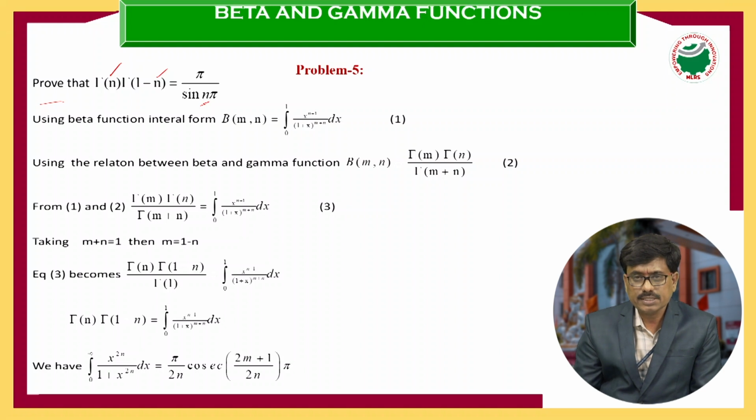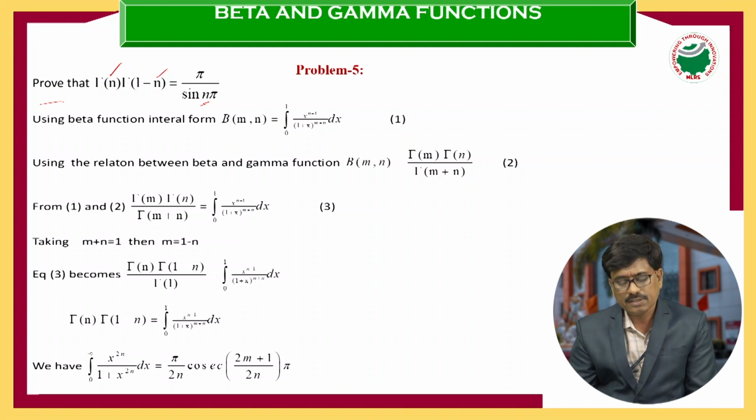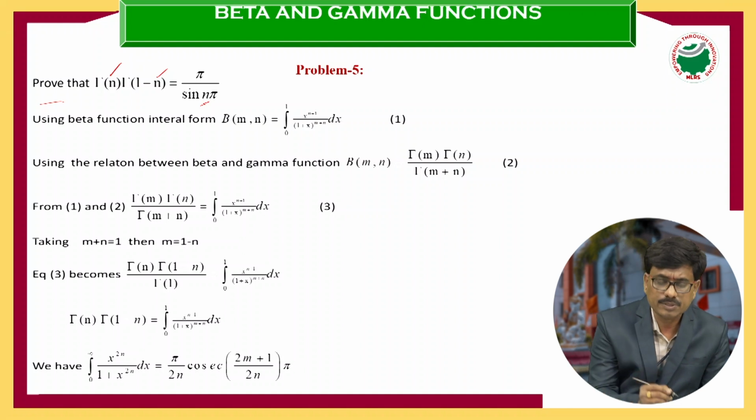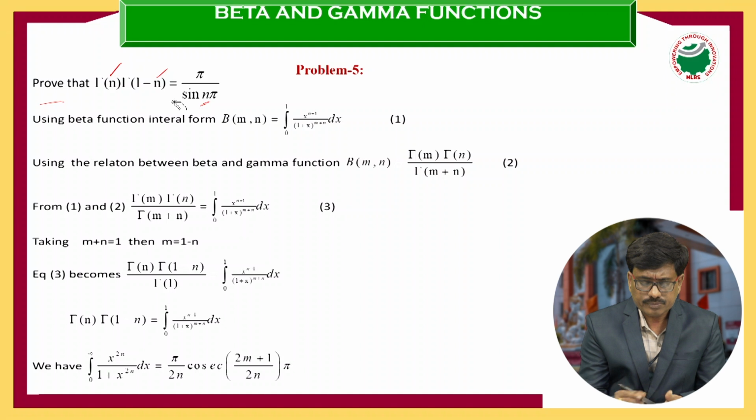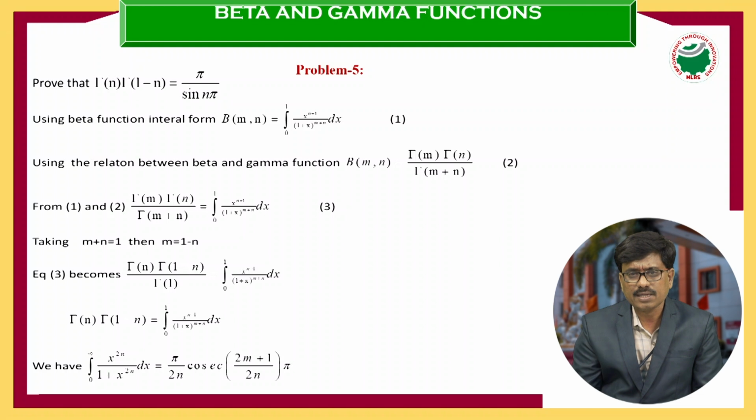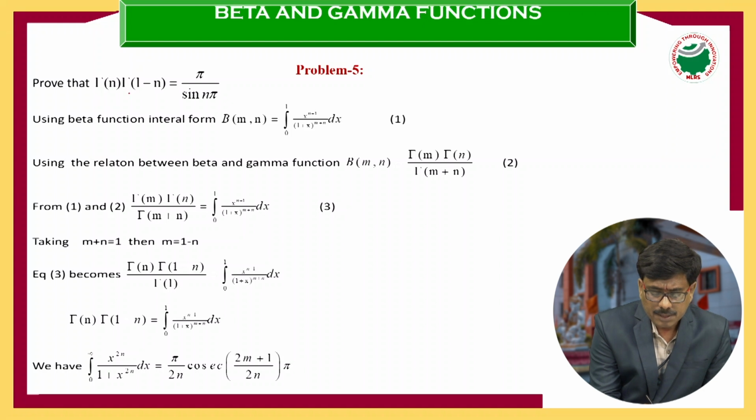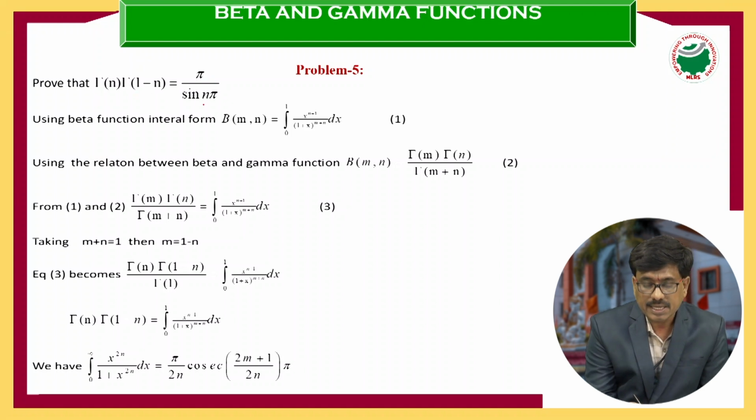We need to prove this result. We must understand the definition of the beta function, which is in the form of an integral function, as well as the relation between beta and gamma. Already we proved that the relation between beta and gamma is gamma m gamma n by gamma of m plus n. Let me go with the proof of this duplication formula. It is not as simple, because this is taken from long calculus, in the form of cosecant functions. Here, gamma of n into gamma of 1 minus n equals pi by sine n pi.